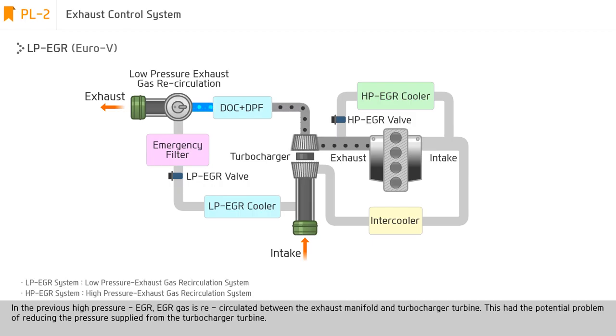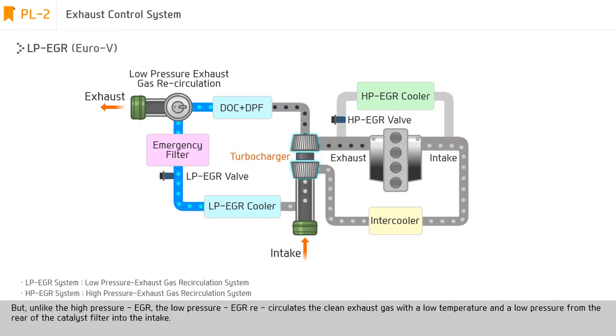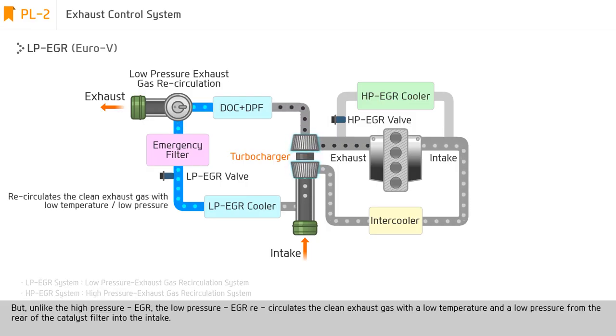In the previous high-pressure EGR, gas is recirculated between the exhaust manifold and turbocharger turbine. This had the potential problem of reducing the pressure supplied from the turbocharger turbine. But, unlike the high-pressure EGR, the low-pressure EGR recirculates the clean exhaust gas with a low temperature and a low pressure from the rear of the catalyst filter into the intake.